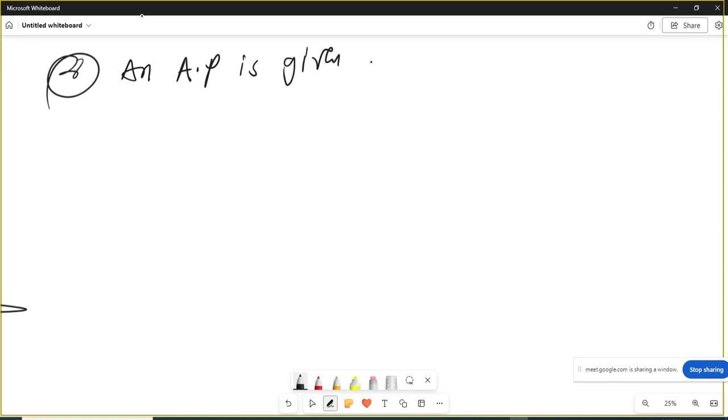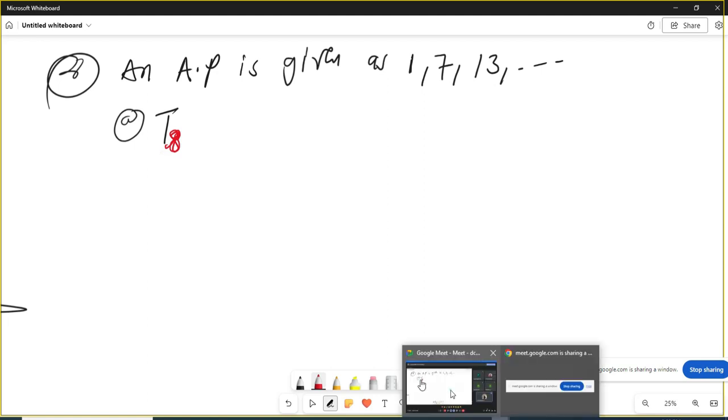is given as, so we have 1, 7, 13, like that. 1, 7, 13. And then the first question, they want us to find the 8th term. Okay, so I'll say P8. Sorry, I've written infinity. P8. So the 8th term. They want us to find the 8th term.